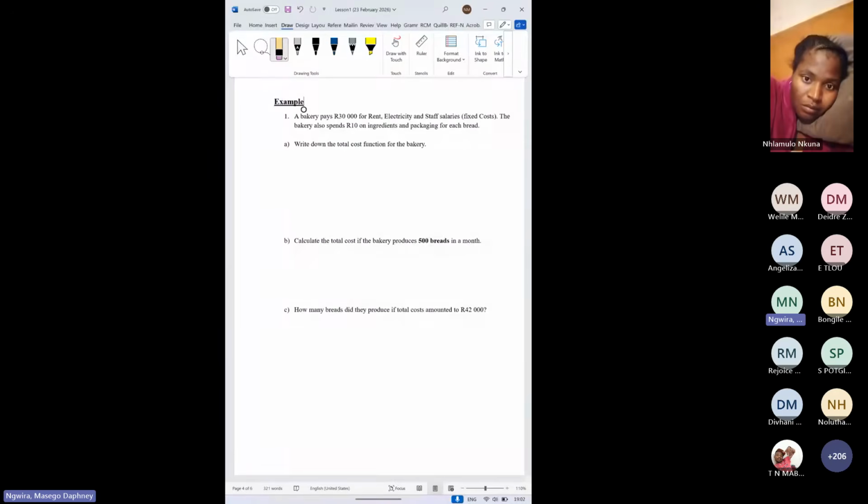All right. Then the first question says, write down the total cost function for the bakery. We know from the notes, let me start over. Total cost: TC is equal to variable cost plus fixed cost. Even if you say fixed cost plus variable cost, it is still the same. All right.